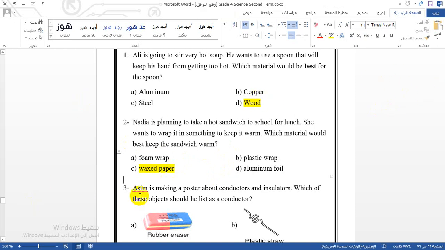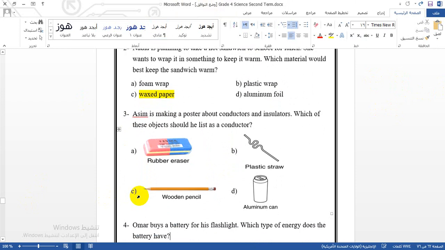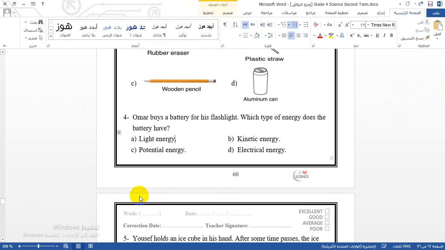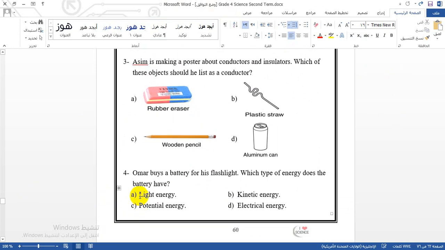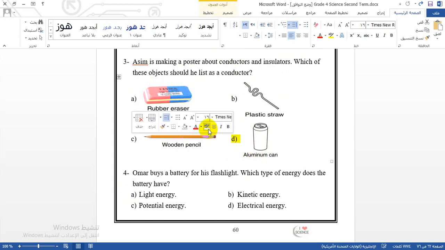Let's go to the next page now. Let me read it well here. Asim is making a poster about conductors and insulators. Which of the objects should he list as a conductor? Which one of them is considered to be a conductor? It is letter D, which is the aluminium can. So I will select this one, the aluminium can. Let's go to the next page now.